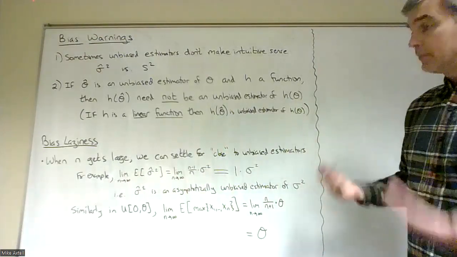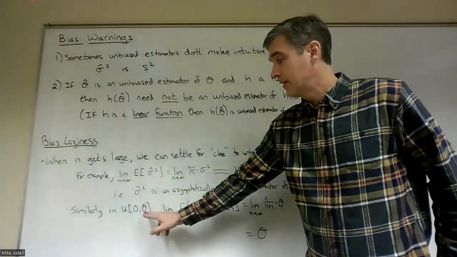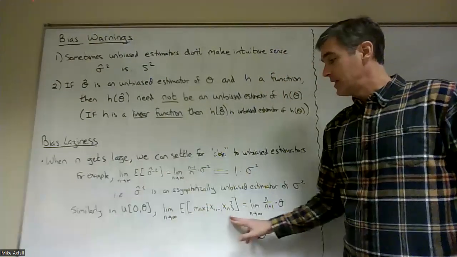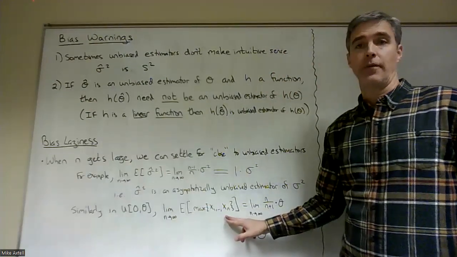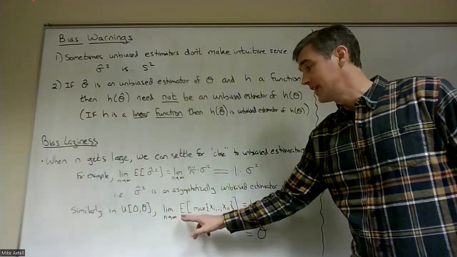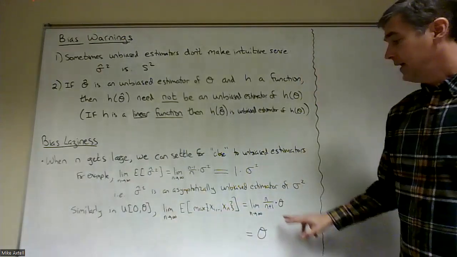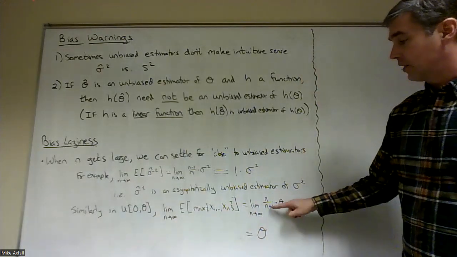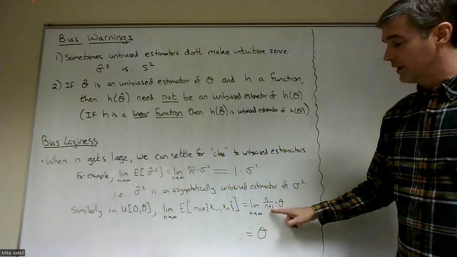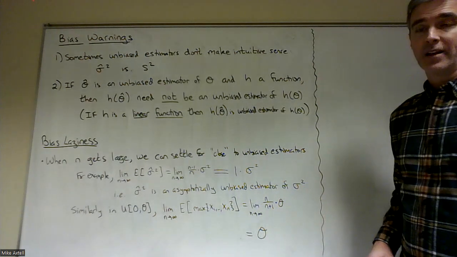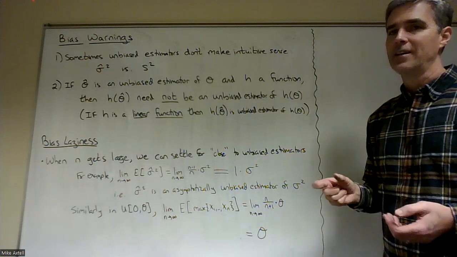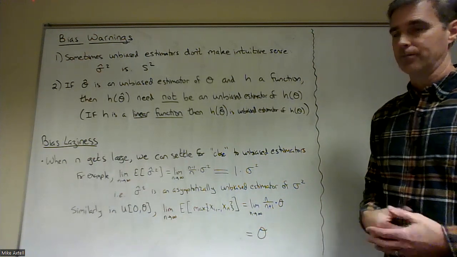Similarly, when we were trying to estimate the value of theta in a uniform distribution from 0 to theta, the MLE said, hey, use the maximum of x1 through xn. And the expected value of that estimator is n over n plus 1 times theta, so take the limit as n goes to infinity. Again, n over n plus 1, as n goes to infinity, by L'Hopital, is just 1. So sometimes if you've got a really large sample, being slightly biased doesn't much matter, okay?